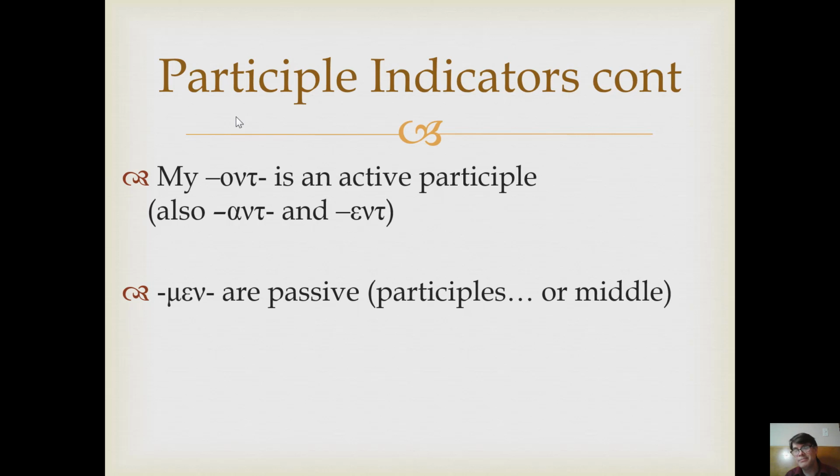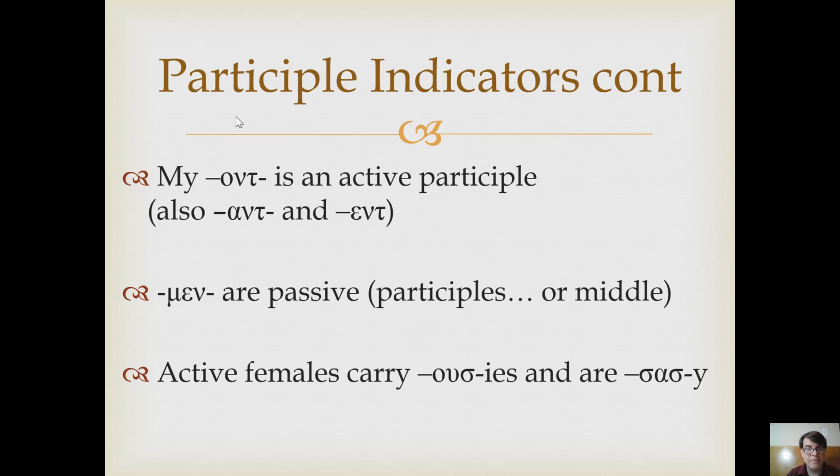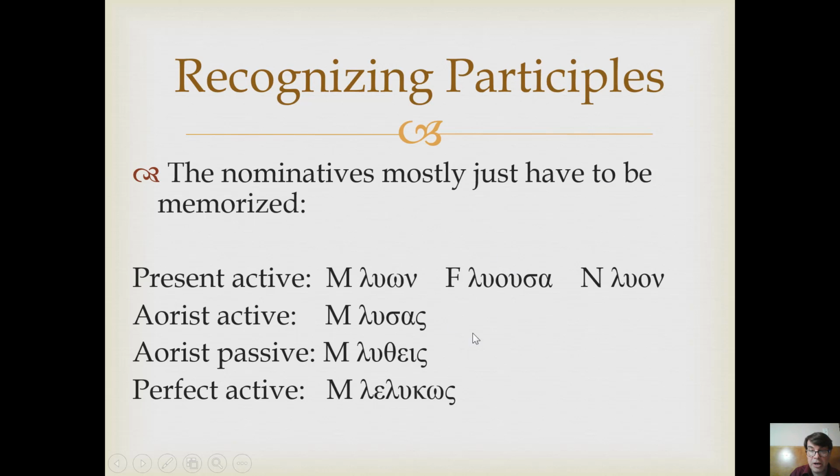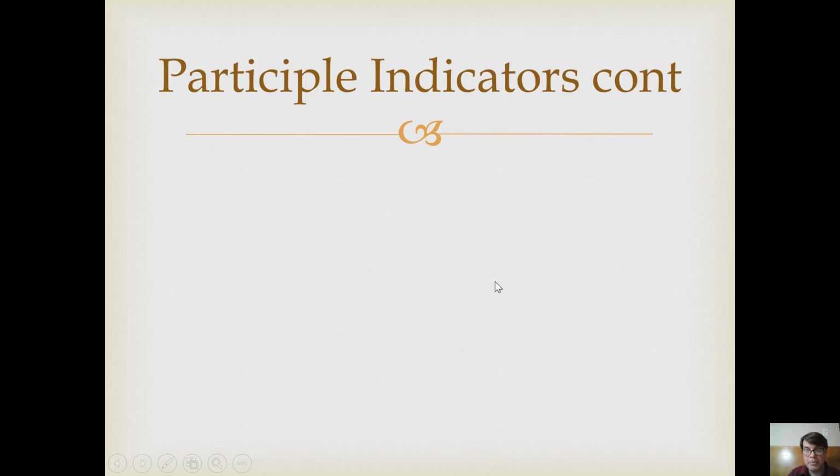Men are passive or middle participles. So when you have a men with endings after it, don't confuse this with the first person plural. But if it has other ending stuff after the men, then it's probably a passive or middle participle. And then this is the most complex one. Active feminines carry uzis and are sassy. That us and sas we're going to see with feminine participles. So if you remember back here, usa, this is what I mean. Usa is the nominative feminine singular participle.